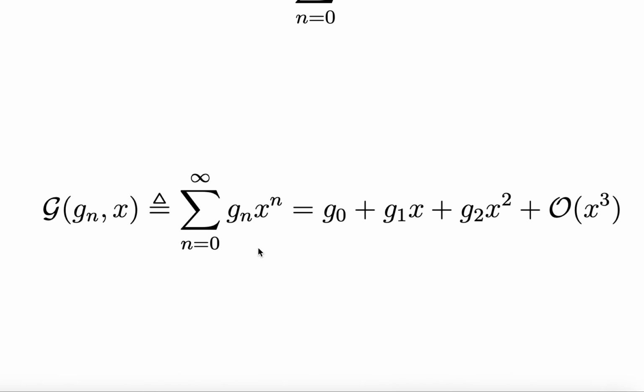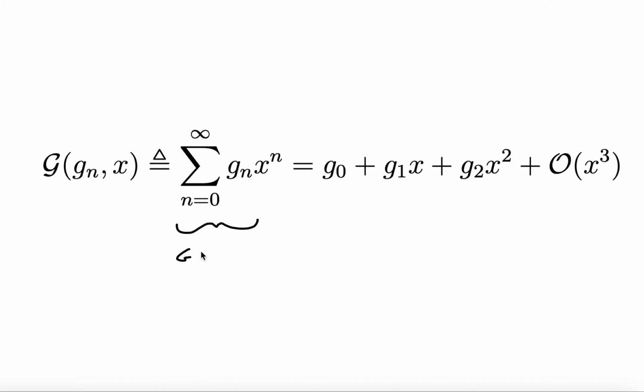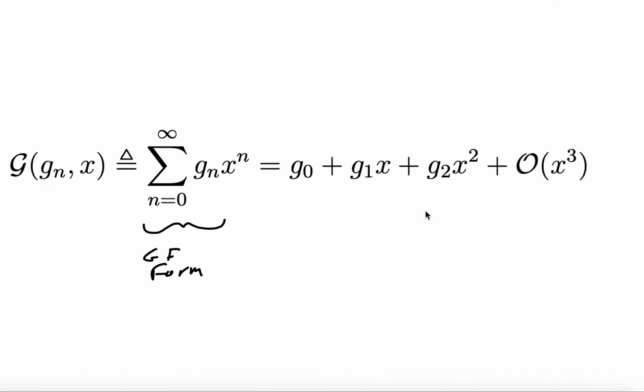So in that way, we can look at the definition of the generating function as such. The generating function will take in two inputs, those being a sequence g sub n, and the dummy variable x, and it encodes them as the infinite sum as n goes from 0 to infinity of g sub n multiplied by x to the n. And this is the generating function form. I'm going to call it the GF form. And that can be expanded out of the sigma like this. You have g naught times x to the 0, which is 1, plus g1 x to the first power, plus g2 x to the second power, plus big O of x cubed.